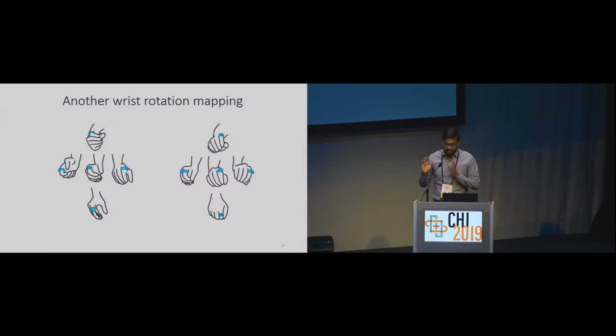We also considered other wrist rotation mappings. So for example, on the right, you can see that the palm is facing the ground instead of facing the side, and this leads to a different mapping. It's still pitch and roll, but the wrist movements are now different. And we did a study to find out which mapping works best. And our original mapping on the left performed significantly better. I'll refer you to the paper for more details on this.